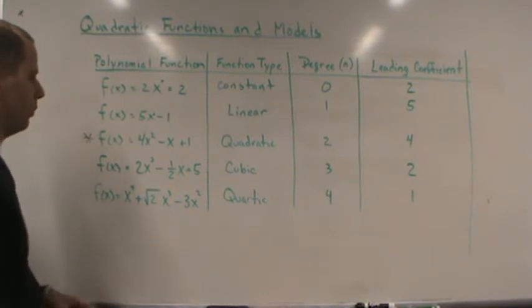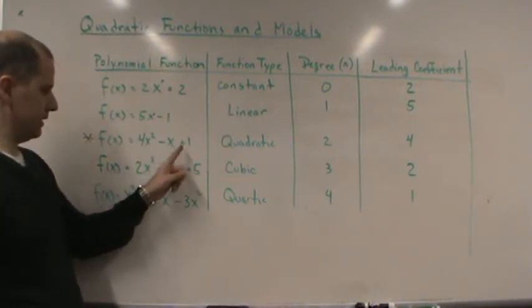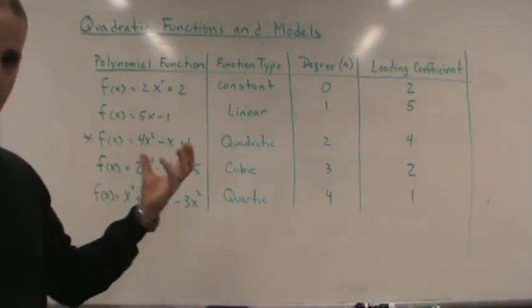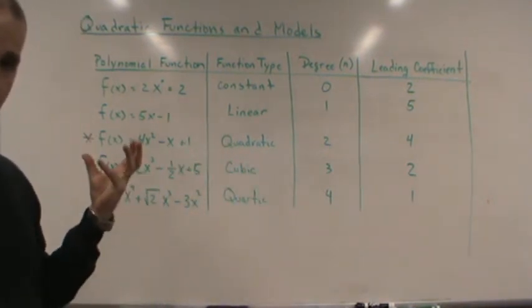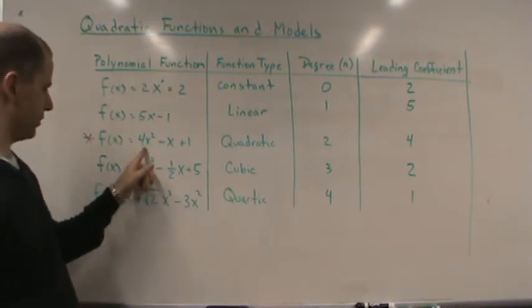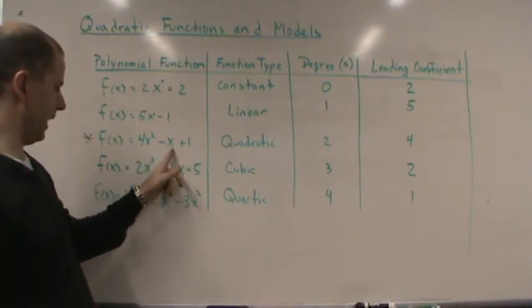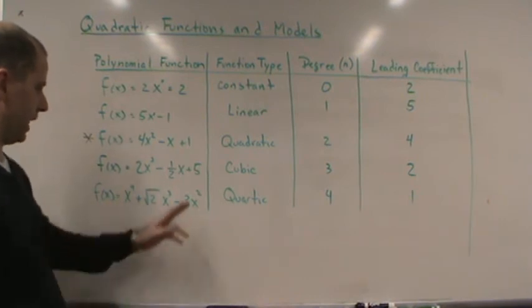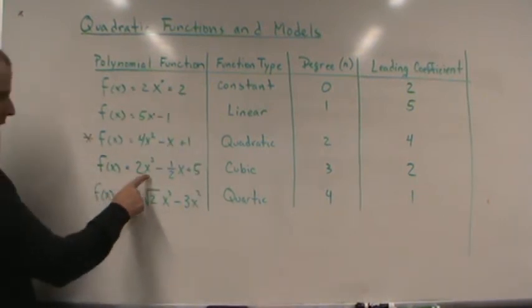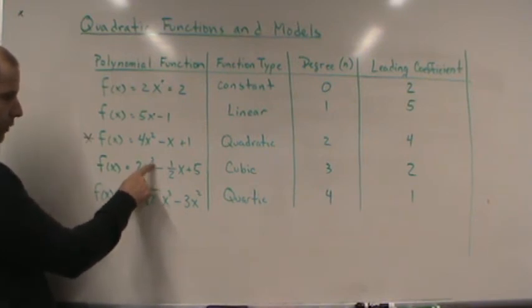Okay, now notice that we write these in decreasing order. That's typically the way we write polynomial functions, in decreasing exponent, or what we call decreasing order. Okay, so we have the x squared term followed by the x term followed by the constant. So the constant term is always last.